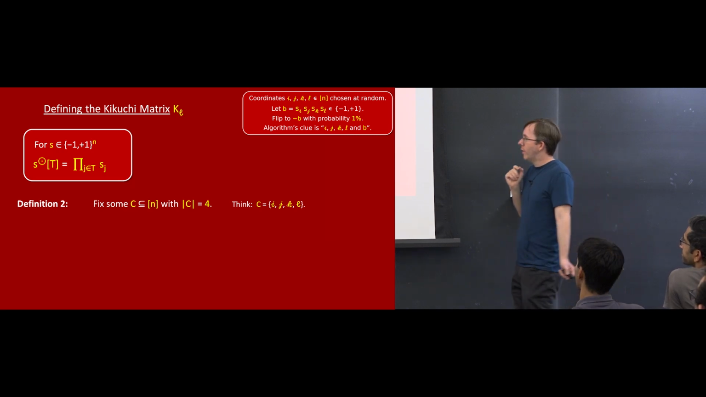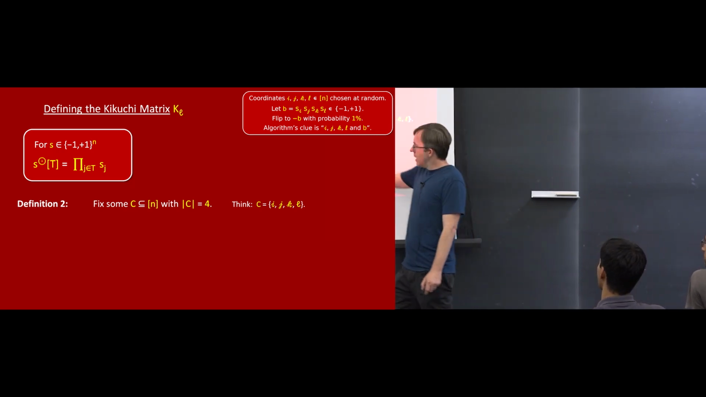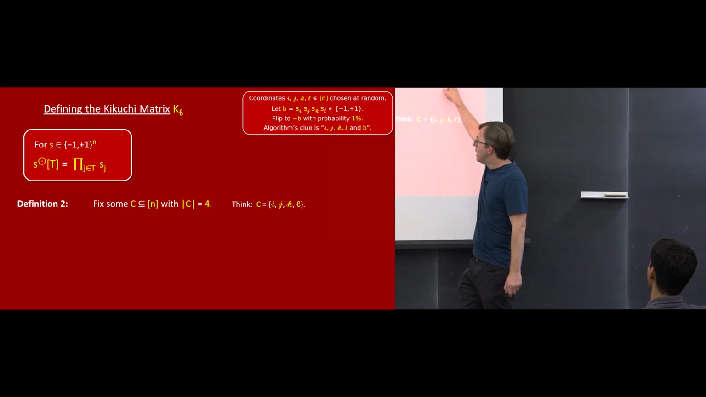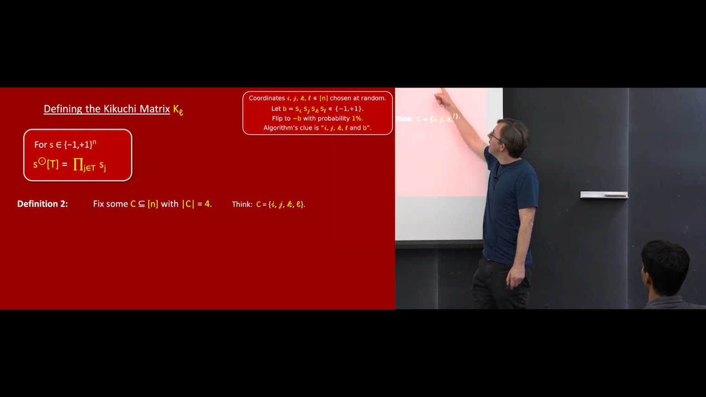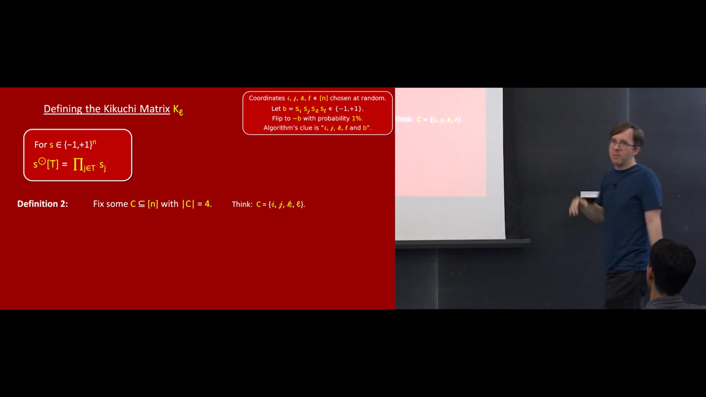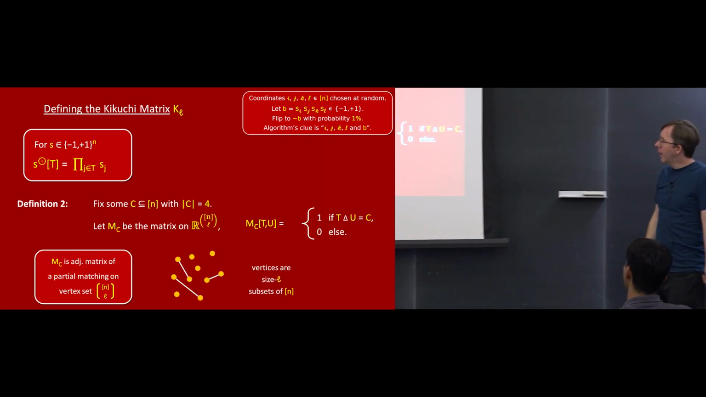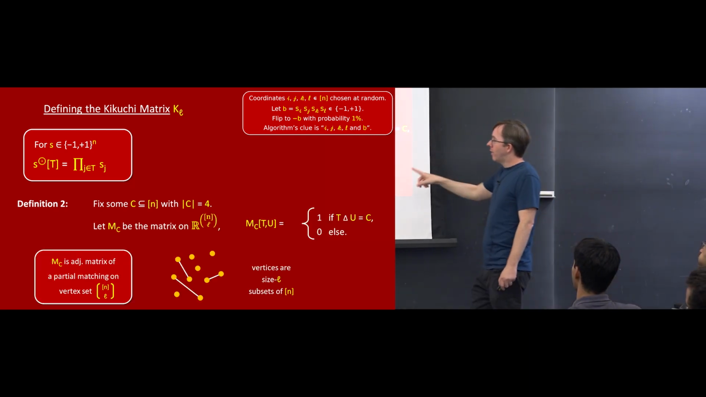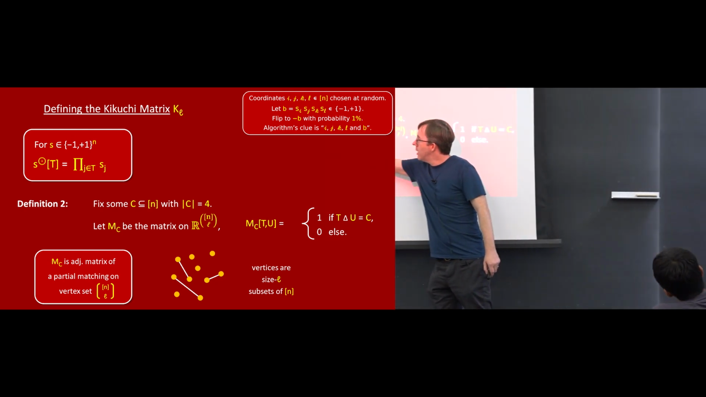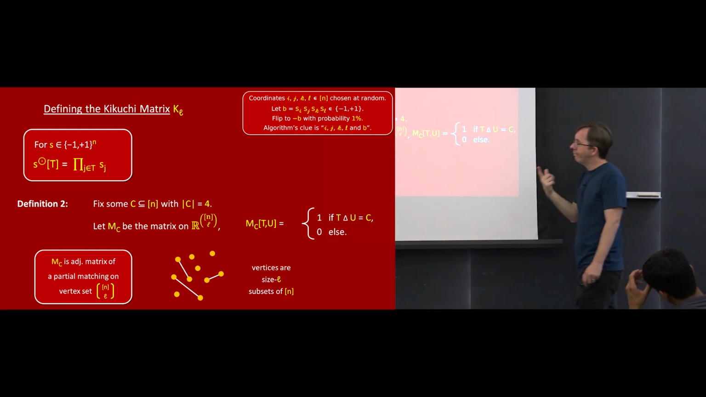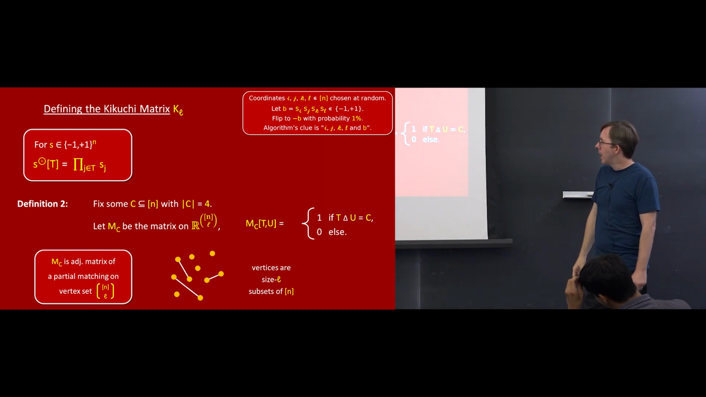And I need to make one more definition. Fix some set C of indices of cardinality 4. And the C is going to be like the IJKL that you might get in a typical clue. And I want to define a matrix in this big space, which I'm going to call M sub C. It depends on this fixed size 4 set, C.